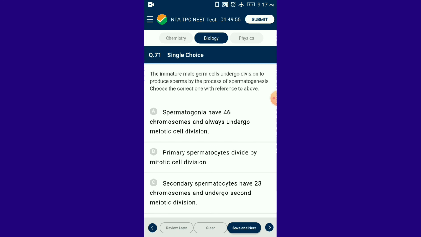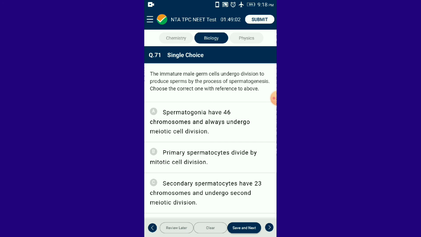Question number 71. The immature male germ cells undergo division to produce sperms by the process of spermatogenesis. Choose the correct one with reference to the above. In spermatocytogenesis, the spermatogonia present on the inside wall of the seminiferous tubules multiply by mitotic division and increase in number. Each spermatogonium is diploid, containing 46 chromosomes. Basically, there are three types of spermatogonia found in humans: dark spermatogonium, that is type A, pale spermatogonium, and the third type, where the spermatogonium undergoes changes, that is type B.